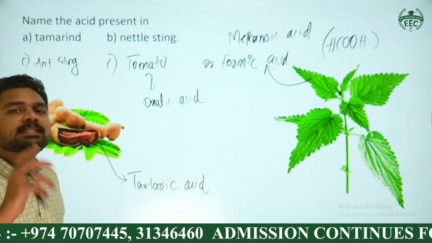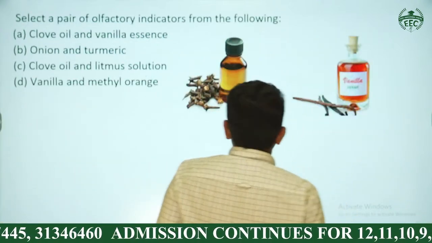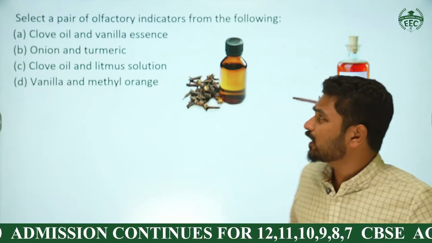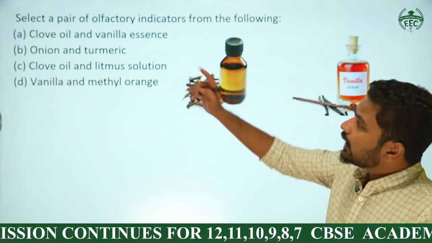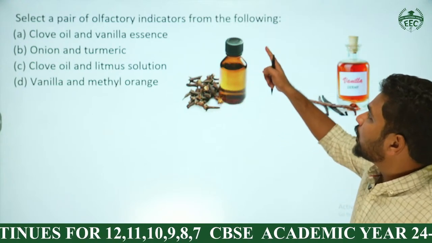And you know the acid inside the orange, it will be citric acid, right? So that's the thing you have to remember. And we can move on to the second question. Select a pair of olfactory indicators from the following.